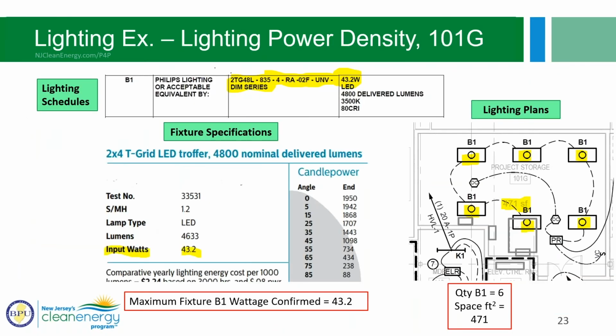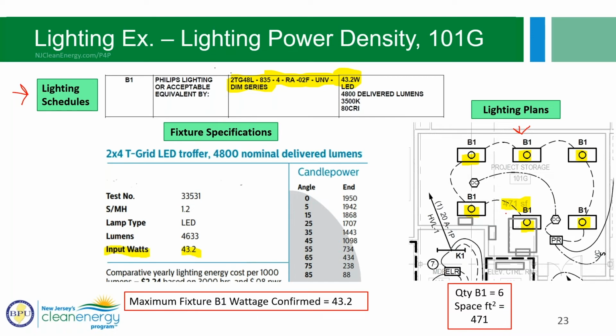Our next step, so now I'm going to focus on one of those spaces in terms of how you'd go about gathering the information for the compliance form. As discussed before, we have our lighting schedule where we can see the wattages of all of the fixtures on our lighting plans. So for here, we're looking at our lighting plan, and we can see we've got these 1, 2, 3, 4, 5, 6 B1 fixtures.